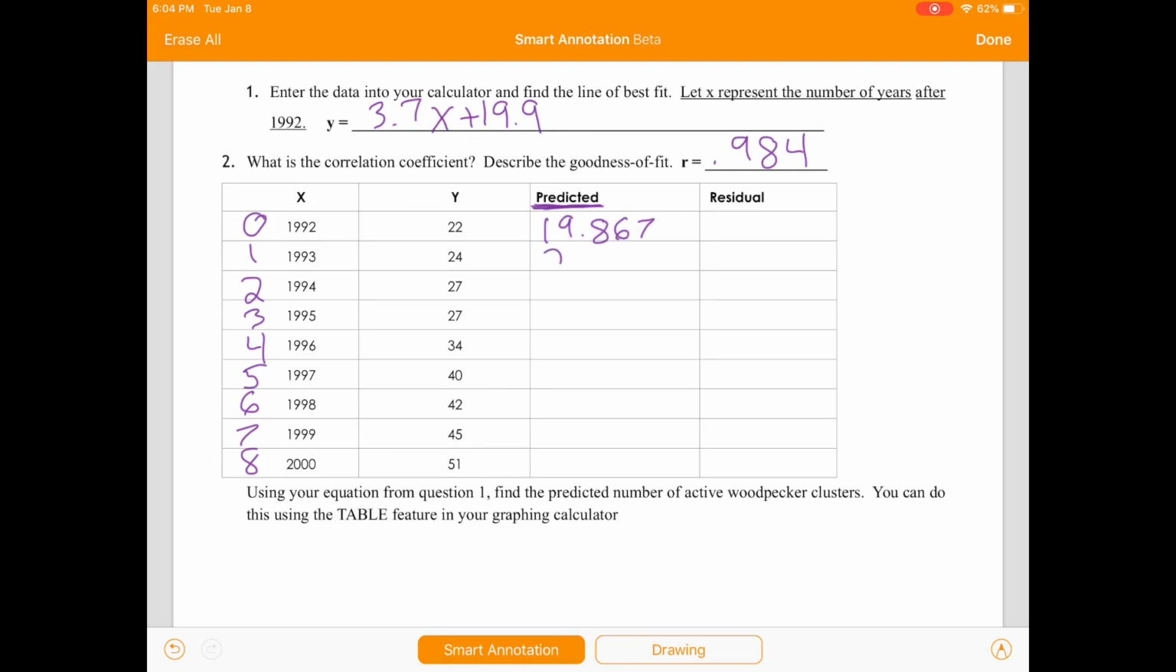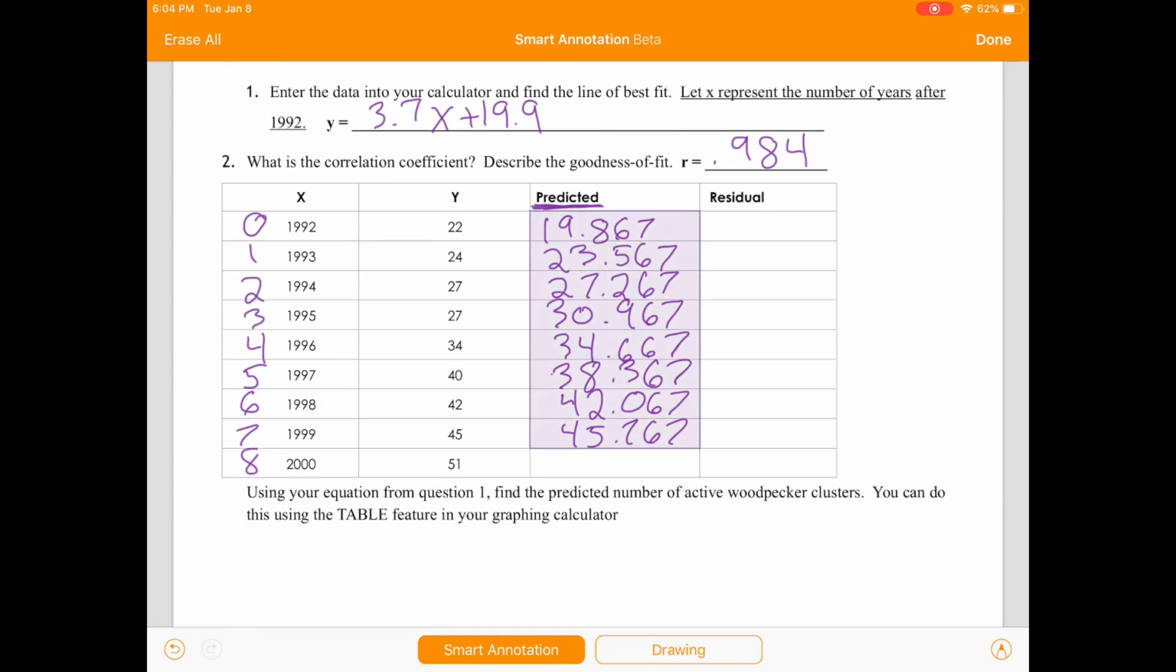So all of these should be 19.867, 23.567, 27.267, 30.967, 34.667, 38.367, 42.067, 45.767, and 49.467.